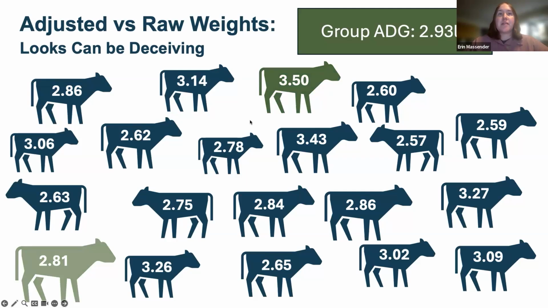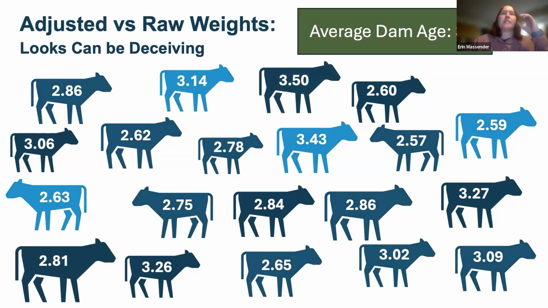But there's more to it than that. There are other factors that influence growth rate that we should take into consideration. One of them being the age of the dam. We know that calves from first calf heifers are going to weigh a little bit less because that dam is also still maturing and growing as she's producing and caring for that calf. So there are adjustment factors that we use in order to compare those calves from the heifers fairly to the older animals. And I've tried to represent that by color here.